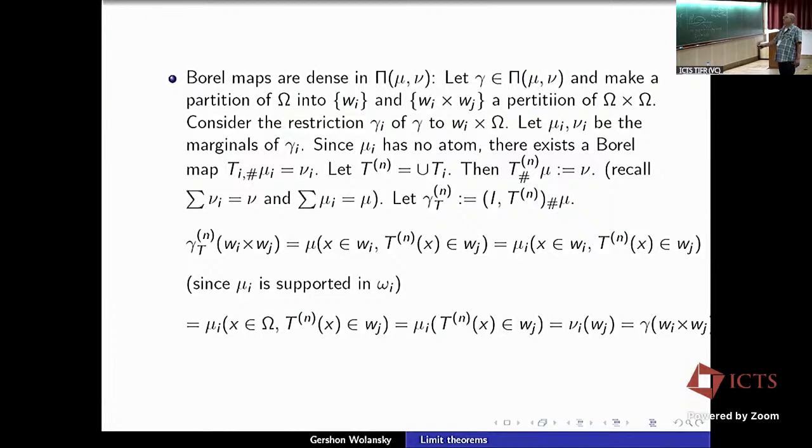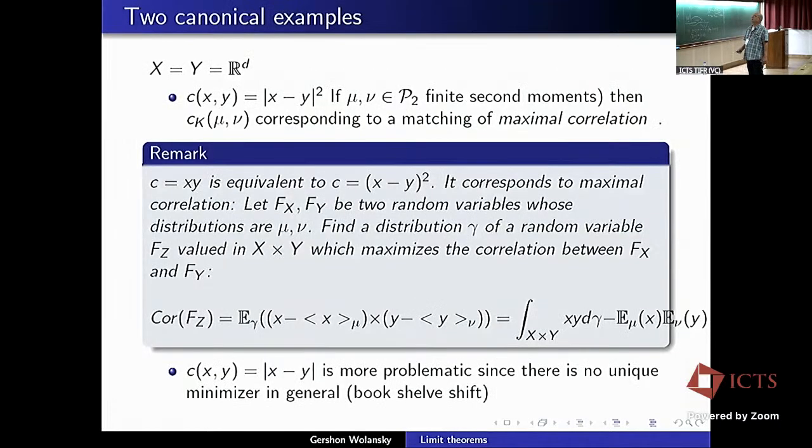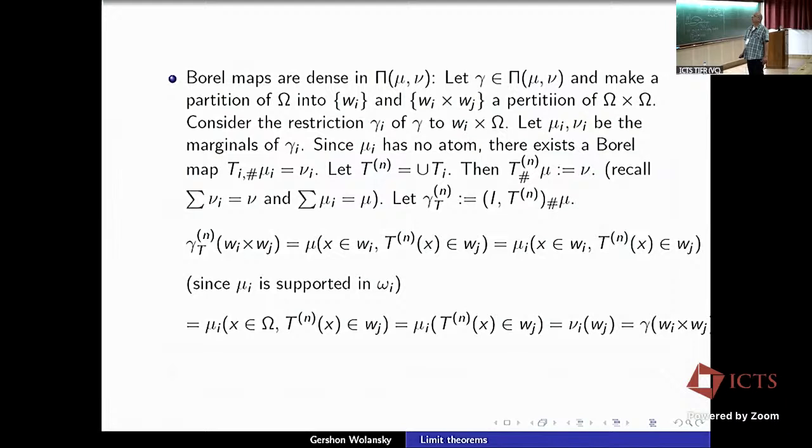Two measures, gamma n and gamma, agree on this partition, true for any partition. And by the continuity theorem, it means that gamma n of Tn converges tau weakly to gamma. That's it, right? Okay, that finishes the proof.